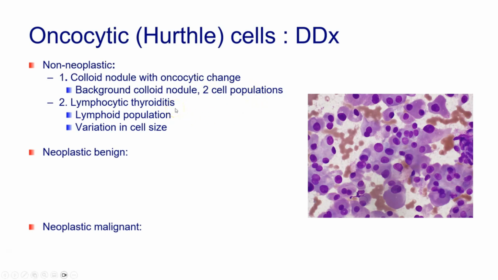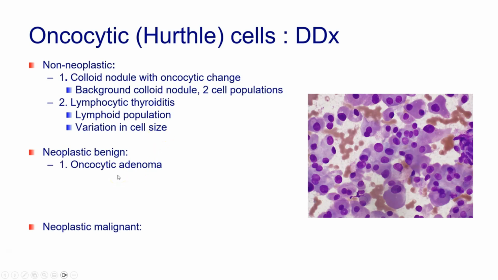Lymphocytic thyroiditis, which includes Hashimoto thyroiditis, is another non-neoplastic condition where we can quite frequently see oncocytic cells, and one of the clues, of course, is that we can see lymphocytes in the background. The other clue is that the oncocytic cells often have quite a significant variation in cell size, and the nuclei can range from small to large.